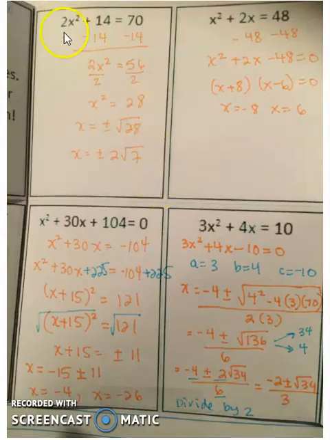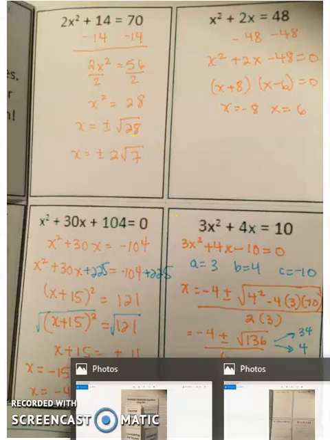So for this one, our example is 2x squared plus 14 equals 70. Obviously you want to get this x by itself, so you subtract 14 from both sides. You get 2x squared equals 56, divide both sides by 2. You get x squared equals 28. And then you get x equals plus or minus root 28 whenever you take the square root. You would simplify this to become plus or minus 2 root 7.